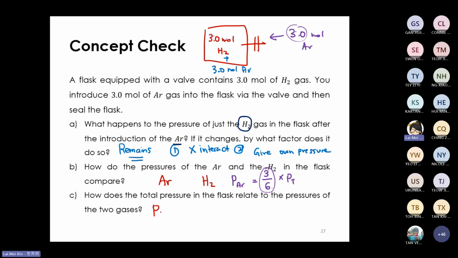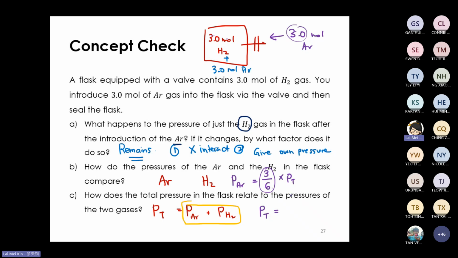And lastly, draw a relationship between total pressure and the pressure of the two gases. A relationship, an equation to show the total pressure and the pressure of the two gases. How do you relate that? Total pressure is pressure of argon plus pressure of hydrogen. If I want to simplify this further, can I? This is correct, but I want to simplify this part. Anyone? P1 plus P2, okay. Anything else? Simplify it further.